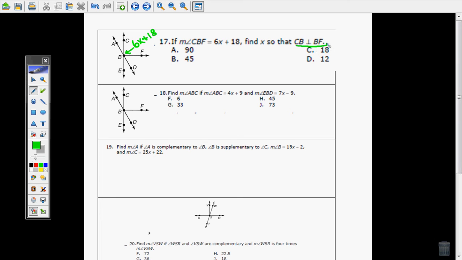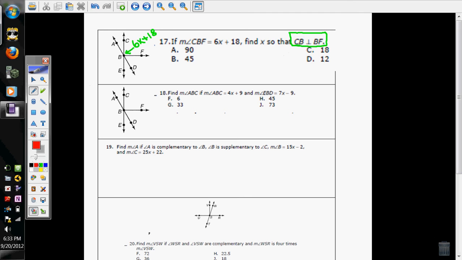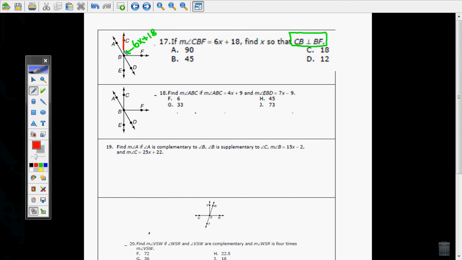This is a very important piece of information because they have said that, hey, treat CB and BF like they are perpendicular. So here's CB, here's BF. We can now say then that this is a right angle because we know that perpendicular lines, when they meet, form right angles.